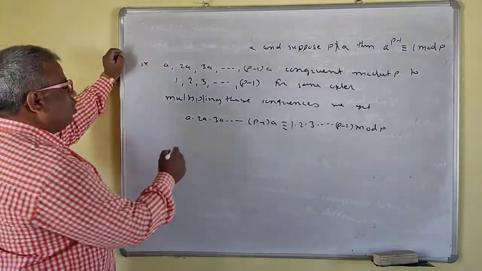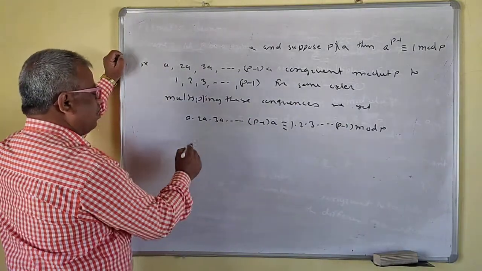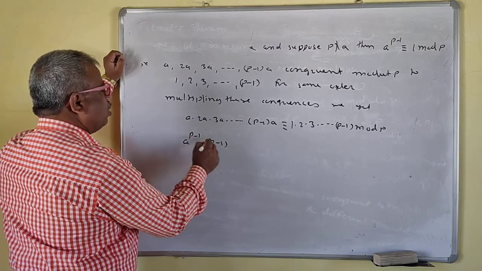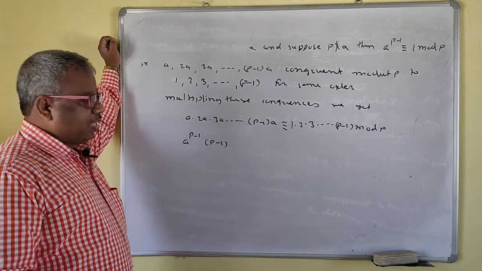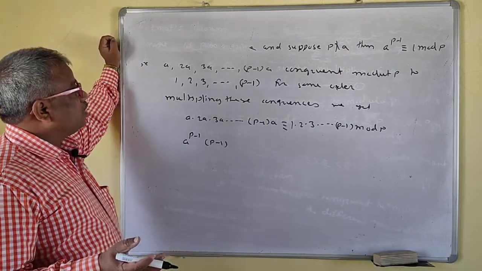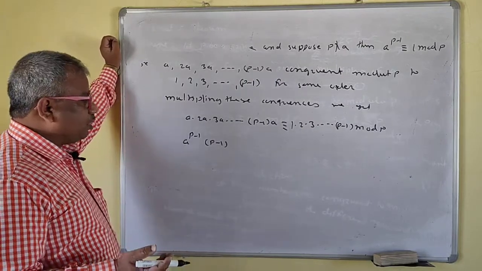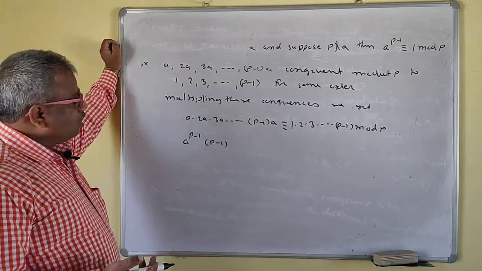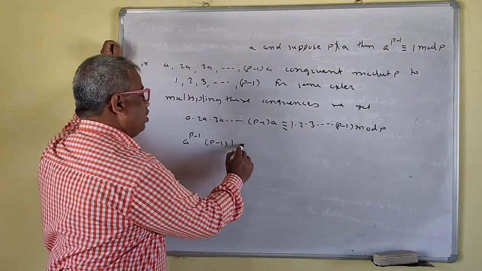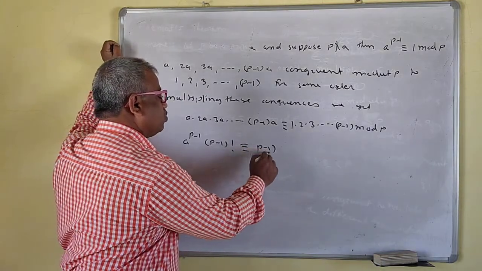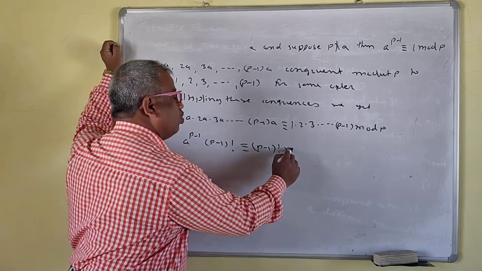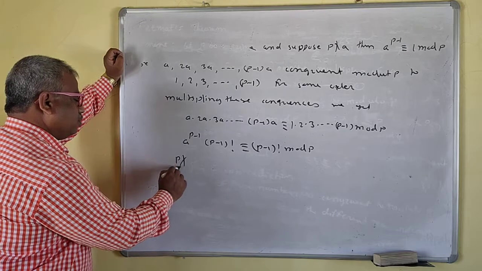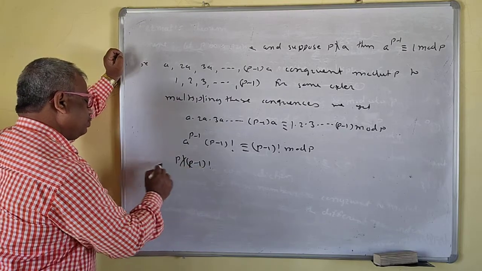Now what is this? How many a's are there? p minus 1 are there. So this is a raised to p minus 1 into 1 into 2 into 3 into p minus 1. Since p is prime, it is positive. This is the product of the first p minus 1 natural numbers, that is p minus 1 factorial. So a raised to p minus 1 times p minus 1 factorial is congruent to p minus 1 factorial modulo p.